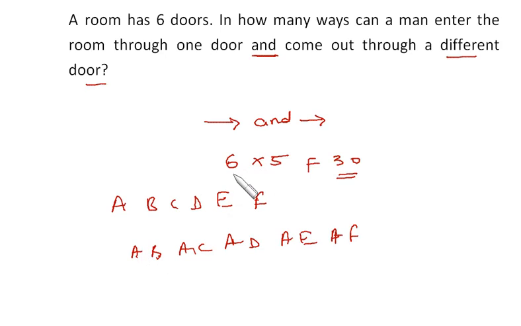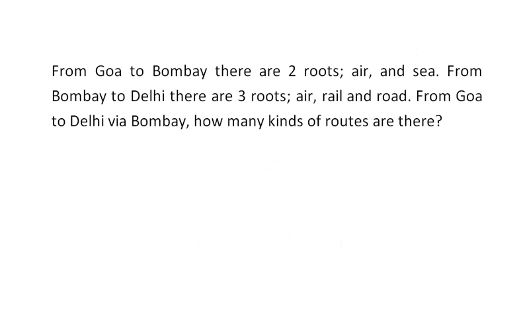So in short, there are 6 ways of coming in and 5 ways of going out. So 6 into 5, 30. I hope you are clear. Now let's take this example.